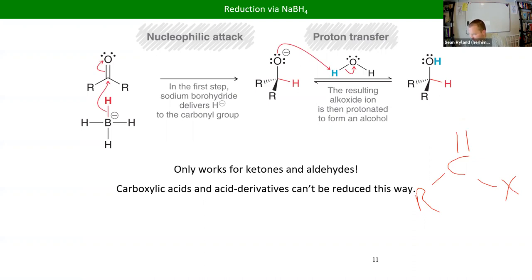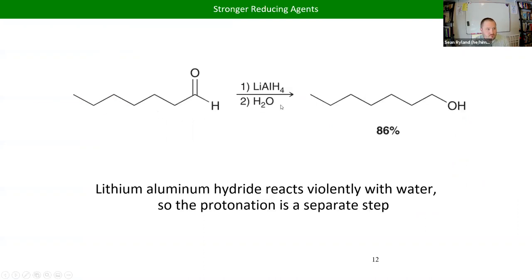So this only works for aldehydes and ketones. If we want to do this with a carboxylic acid, we have to get a much more powerful reducing agent. So lithium aluminum hydride is a much better reducing agent because aluminum is even less electronegative than boron. So this looks a lot like sodium borohydride, except we have the hydrogens attached to something even less electronegative. So this is an even better reducing agent.